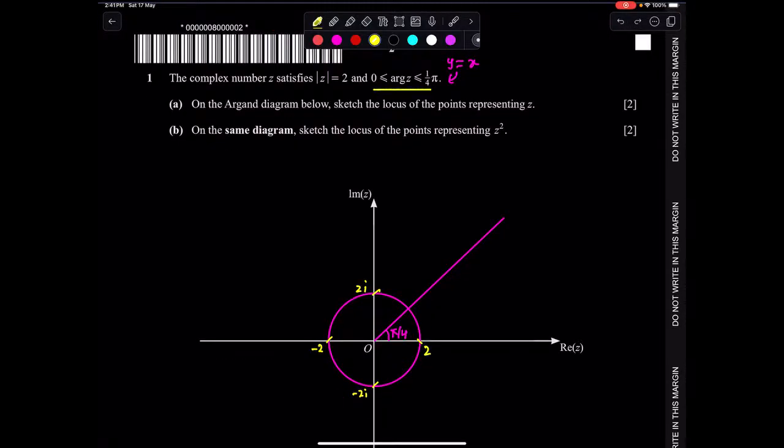Now we have to shade this region. Argument z is between 0 and pi by 4. So shade this part. This is the required region.